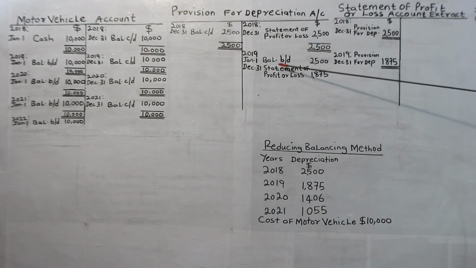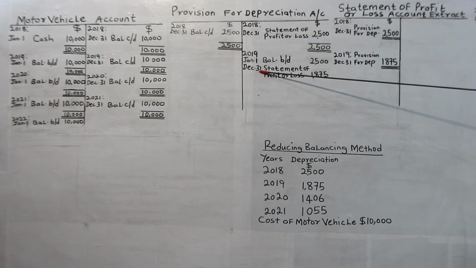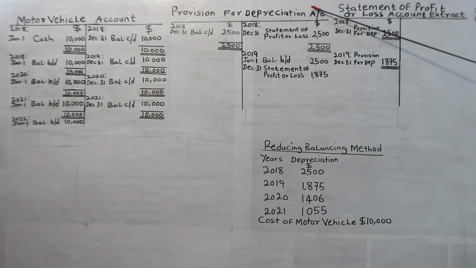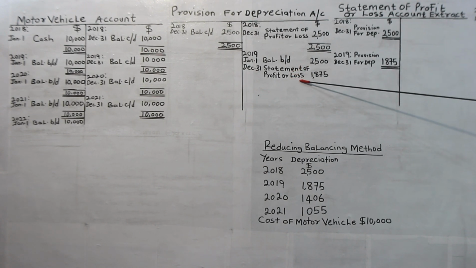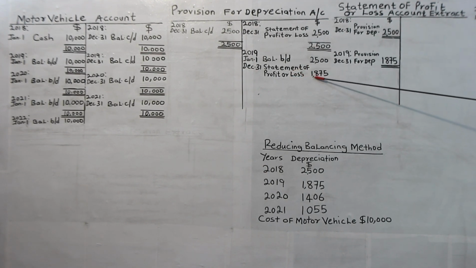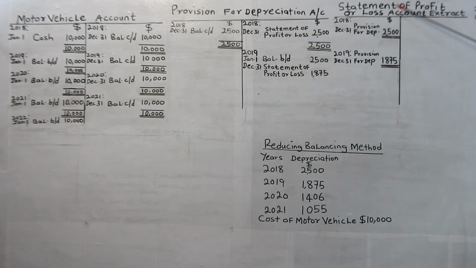So in 2019, by December 31st, when the depreciation for 2019 has been computed, it will be transferred from the provision for depreciation account to statement of profit or loss account. And the amount is 1,875. Of course, the statement of profit or loss account extract will be debited with the same amount, 1,875, from provision for depreciation. DEP means depreciation, and this occurred in 2019, December 31st.